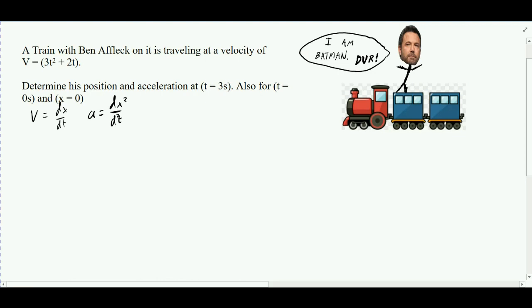Velocity is the derivative of position. Acceleration is the double derivative of position, or just the derivative of velocity. Right? So we know that much. And with this problem, we're given an equation here. Velocity is given as an equation with the variable in it being time.